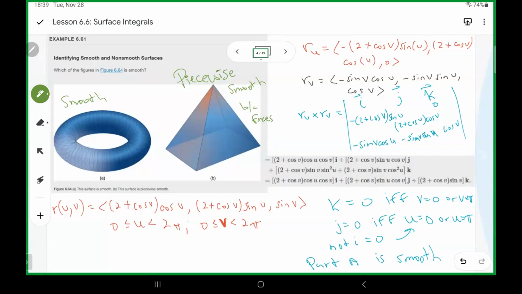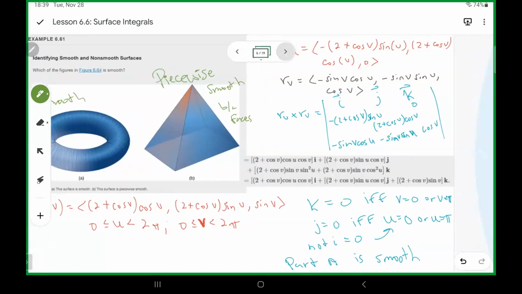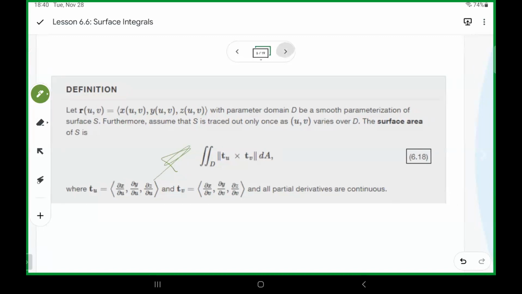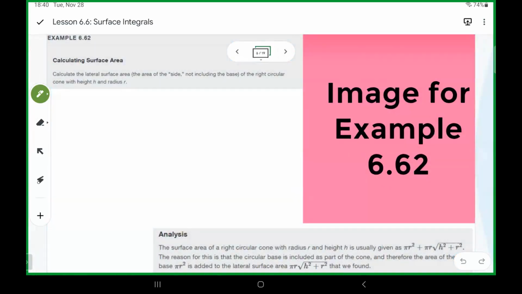Okay. All right. We have a definition. All right. We're moving. Okay, so let's take a quick look.